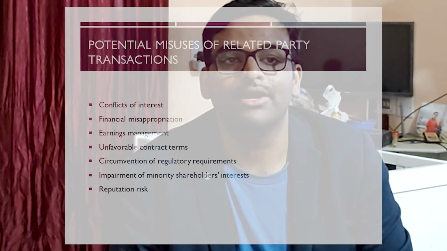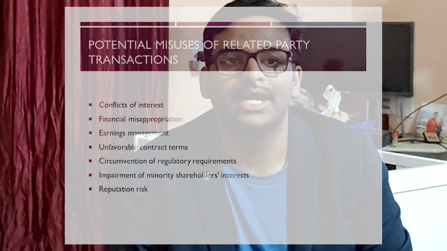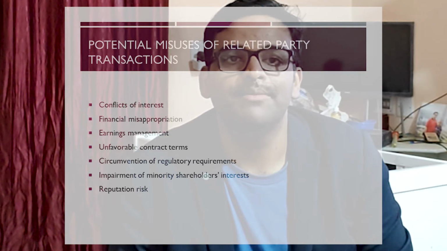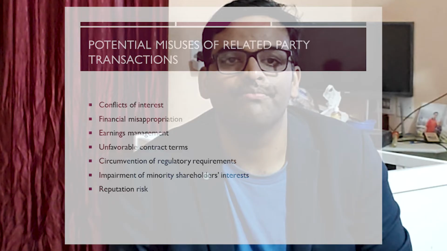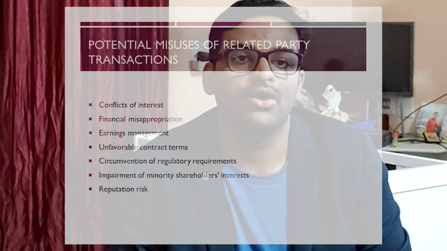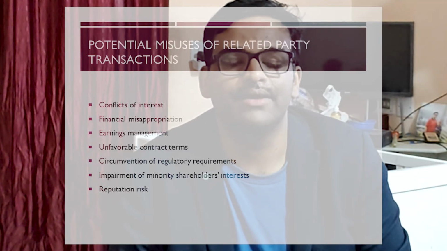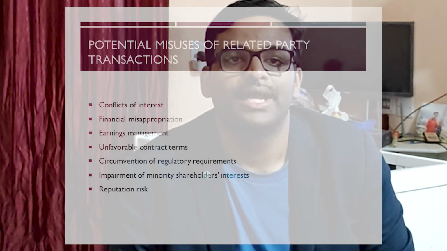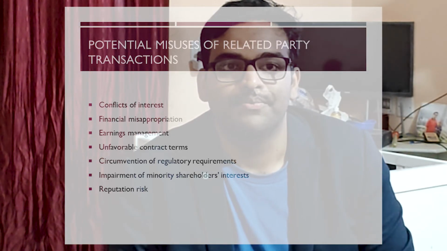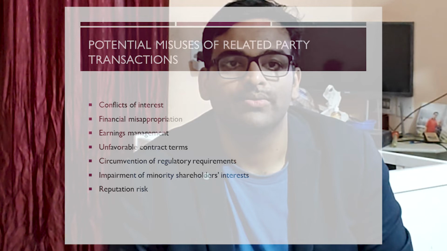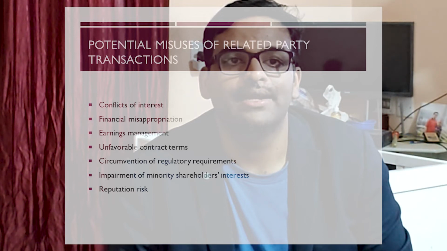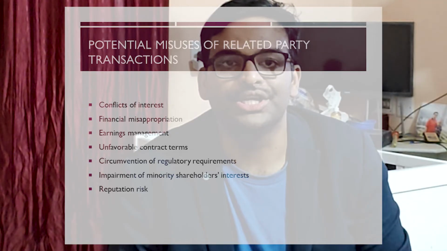Impairment of minority shareholders' interests. Dilution of minority stake: transactions with related parties can result in dilution of minority shareholders' stake or interests, adversely affecting their value. Expropriation of wealth: majority shareholders or those with significant influence can use related party transactions to expropriate wealth from the company, harming minority shareholders. Reputation risk.